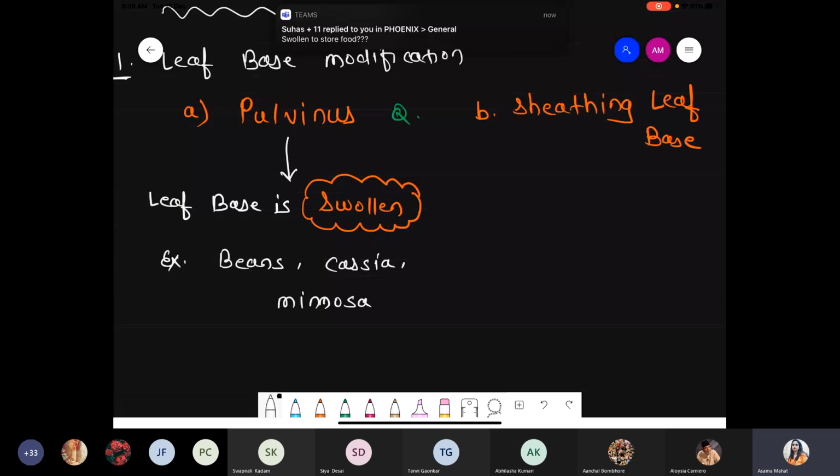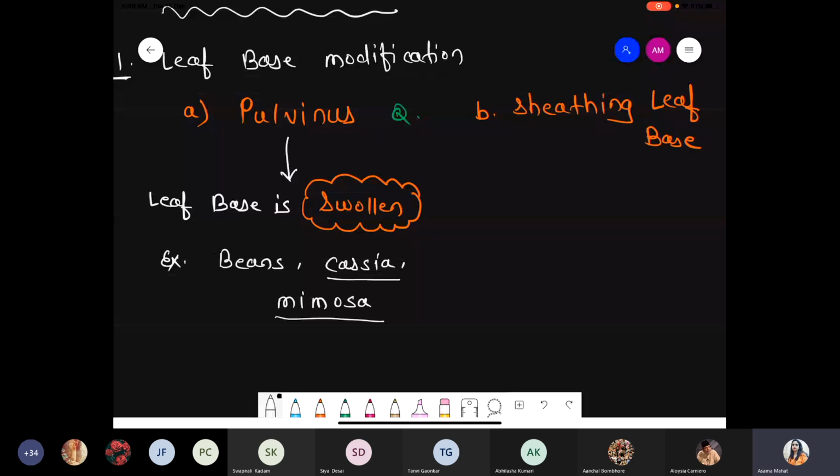Basically they are swollen because this is one characteristic feature. The leaves are very small in size, right? You can say it is a food storage part because the leaf base is also green, but that is one kind of modification. It performs photosynthesis, and the second function is food synthesis. So we are talking about the three examples that come under leaf base, where the swollen leaf base is also called the pulvinus. Examples: beans, cassia, and the other one, mimosa.